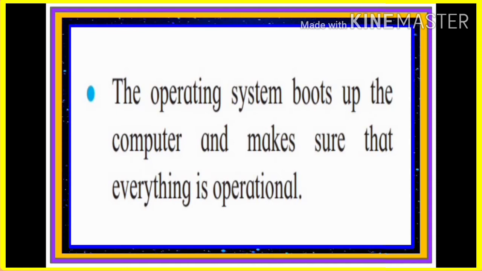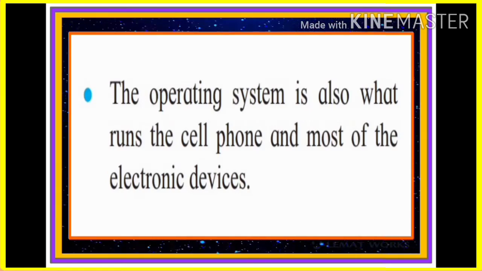So, when you start your computer, the operating system's executable system files first run, that is called booting up the computer, and make sure that everything is operational. In this stage, it checks all kinds of memories and other components attached to the computer. The operating system is also what runs the cell phone and most of the electronic devices. Just like a computer system, in the cell phone and other electronic devices, operating system exists.